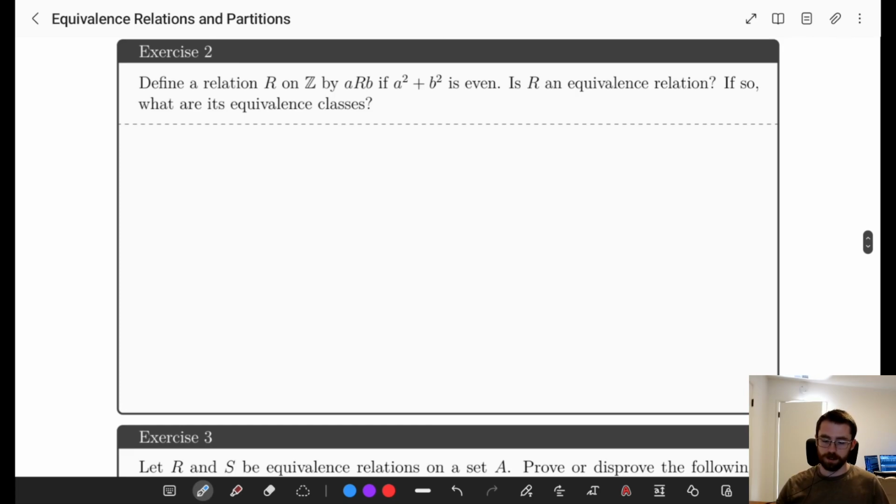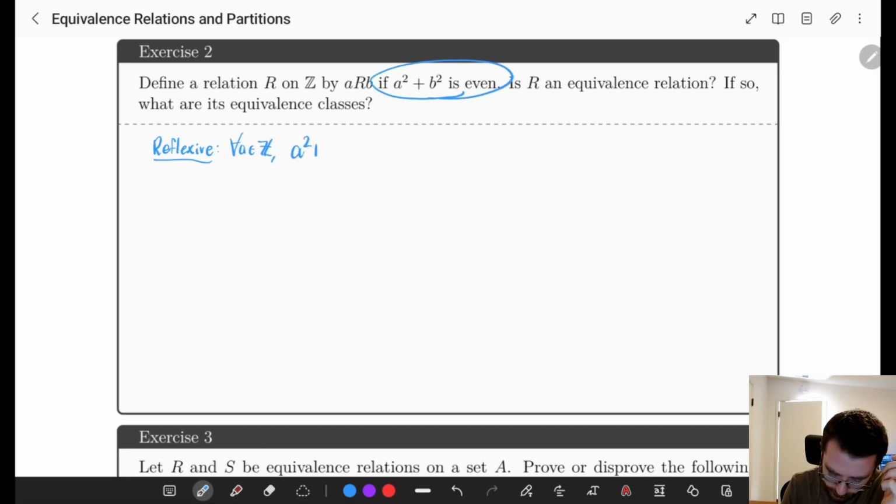Next one. Define a relation on the integers by a is related to b if the sum of their squares is even. Same questions. Let's go through it. Reflexive, yes, it is, right? Because for all integers a, I want to check if a squared plus a squared is even. Guess what? That's 2a squared, and that's 2 times an integer. Ta-da. So check.